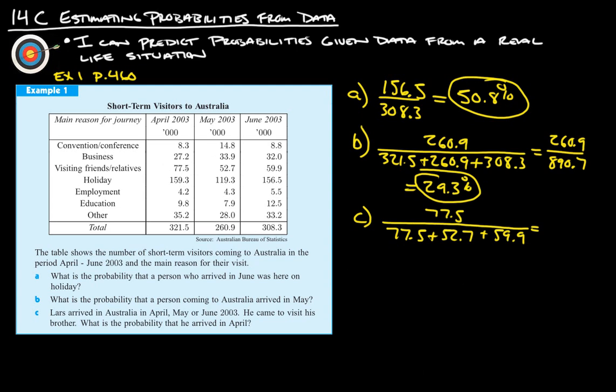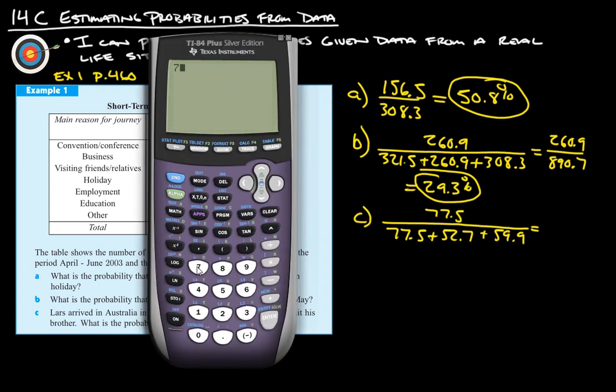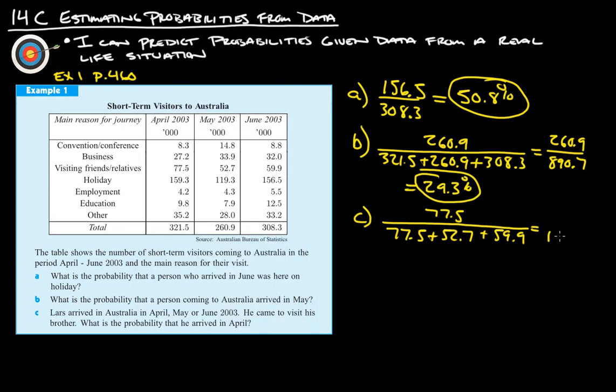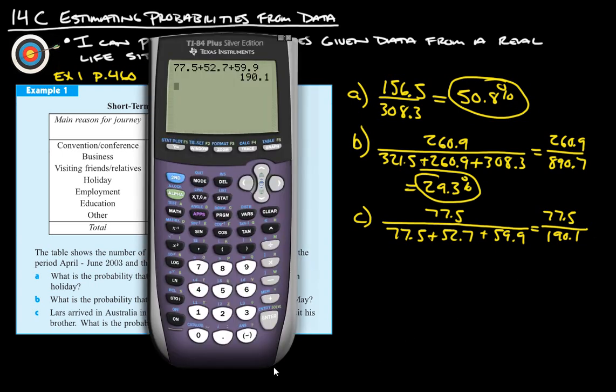All right. So we'll do the same thing. Add up all the denominator, 77.5 and 52.7 and 59.9. We get 190.1. And we have 77.5 of them arrived. Sorry, not percent, but 77.5 thousand of them arrived in April. All right, so divide those two, and we are good to go. So let's see, 77.5 divided by 190.1 gives us 40.8%.